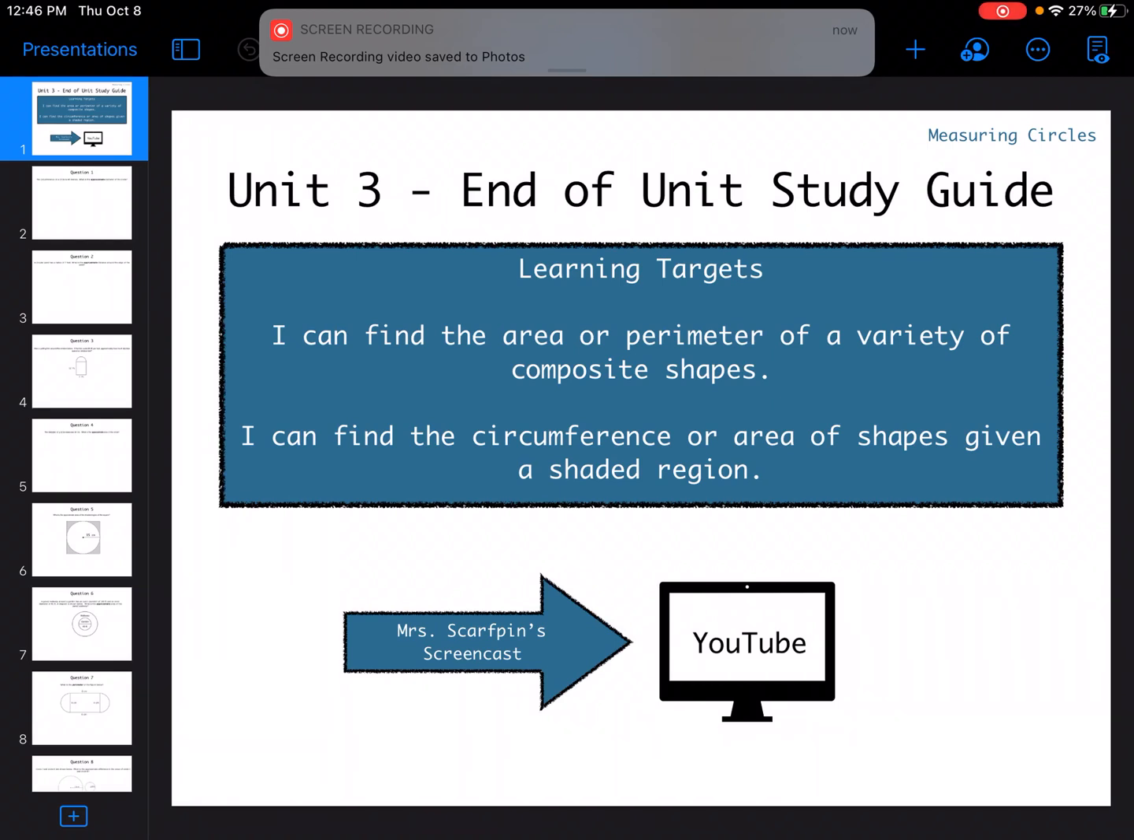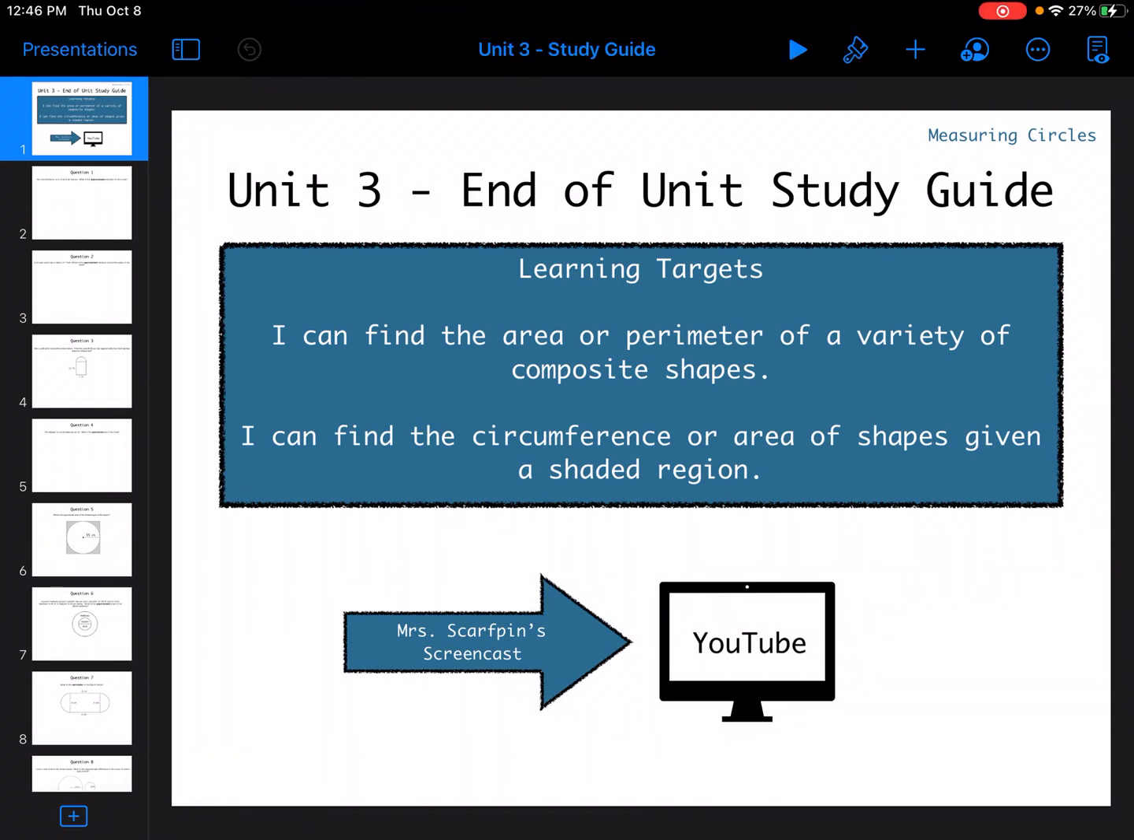All right, we're at the end of the unit and we're doing our study guide. So you can find the area or perimeter of a variety of composite shapes, and you can find the circumference or the area of shapes in a shaded region.